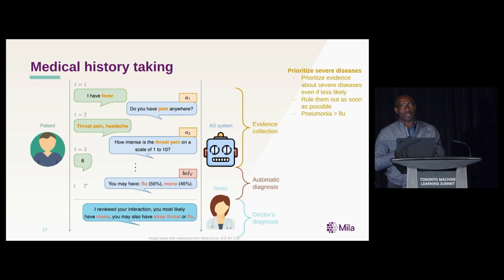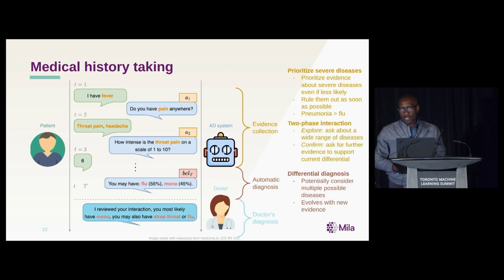Finally, another aspect that we care about is how to deal with severe pathologies. When the doctor interacts with the patient and the evidence that he has collected points to a severe pathology, the doctor will likely dig deeper and ask questions that will help in ruling that pathology out of the differential diagnosis, even if at the beginning the likelihood of that severe pathology is really small. And we also want the system to focus on those severe pathologies as it is interacting with the patient.